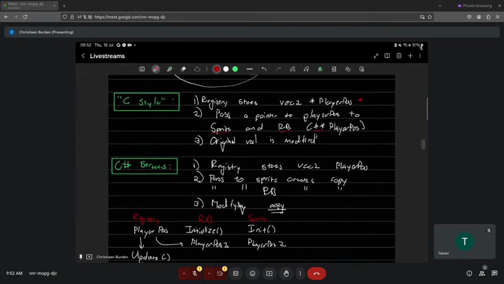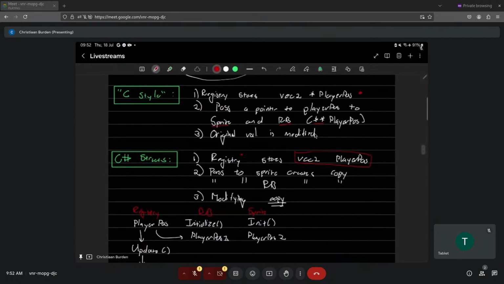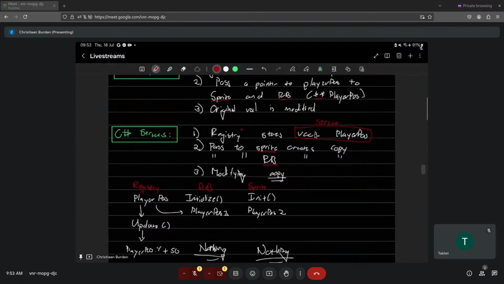Now, let's look at C#. When we store it in the registry, we store the actual player position we want to access. Now, we pass this to sprite. Let's say we're using structs, so just pretend this is a struct. We pass this struct to sprite and to rigid body. Now, since structs are passed by value and not passed by reference in C#, we are creating copies of the structs.